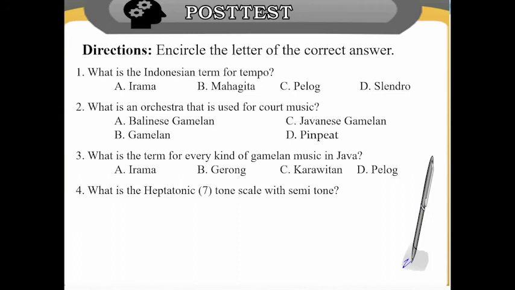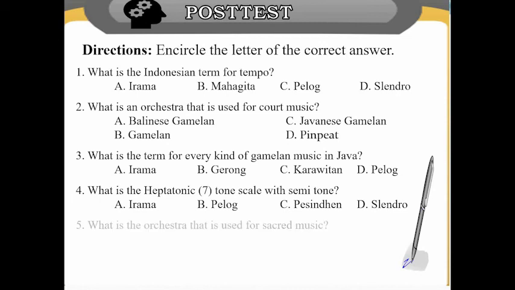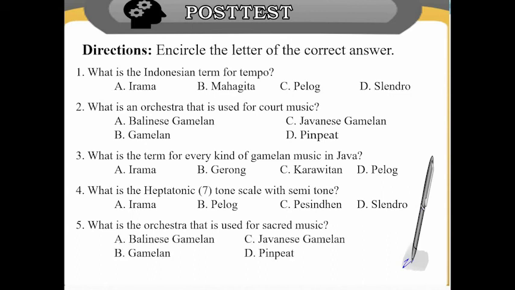Number 4. What is the heptatonic or 7-tone scale with semitone? A, irama, B, pelog, C, pesinden, or D, slendro. Number 5. What is the orchestra that is used for sacred music? Letter A, Balinese gamelan, letter B, gamelan, letter C, Javanese gamelan, or letter D, pinpit.